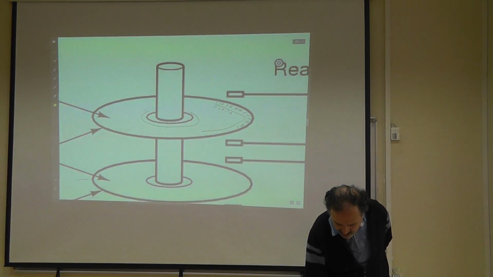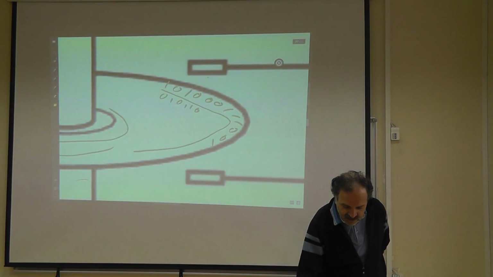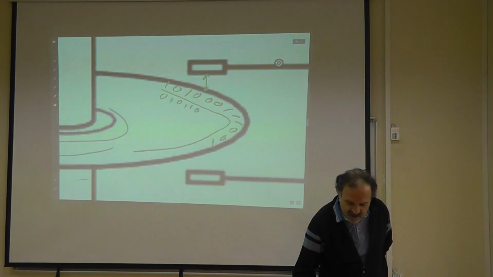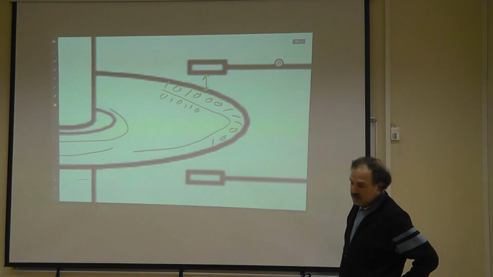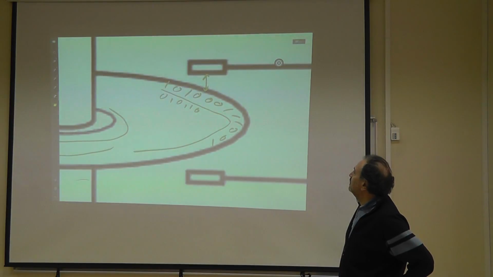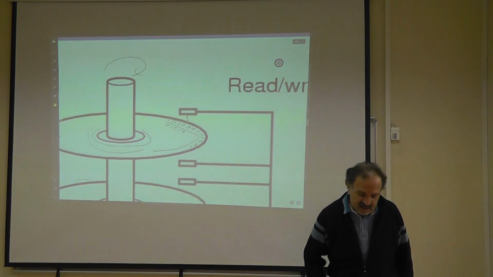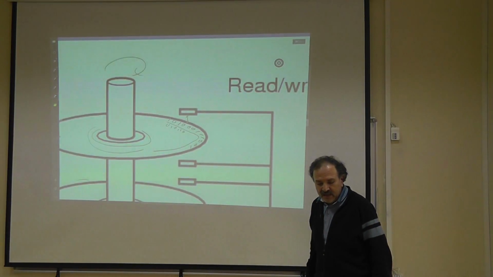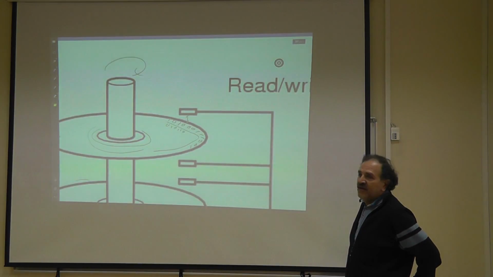So using these tracks, I can store information, and this head gets very, very close to the plate surface. It reads and writes from this surface. And when you spin this disk, like 5,000 or 10,000 times per minute, you are reading or writing your data in a very, very fast way.